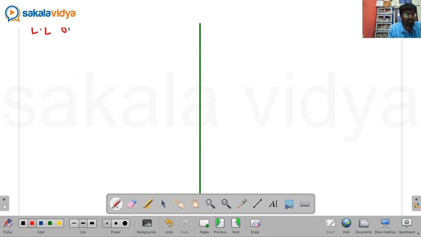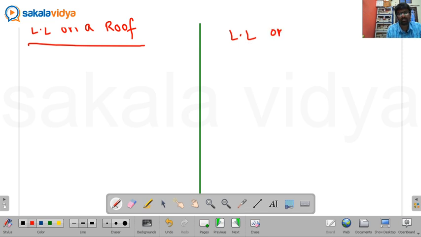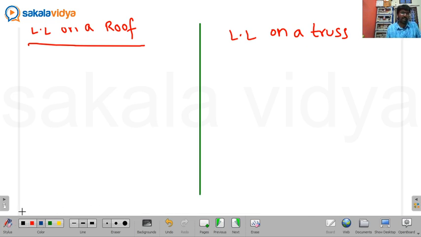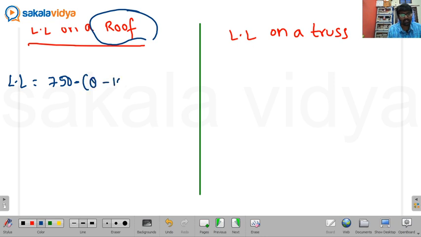Live load on a roof. Second one is live load on a truss. So the live load on a roof, according to our page number 14, the formula is nothing but 750 minus (theta minus 10 degrees) into 20. It should be greater than or equal to 400 Newton per meter square.